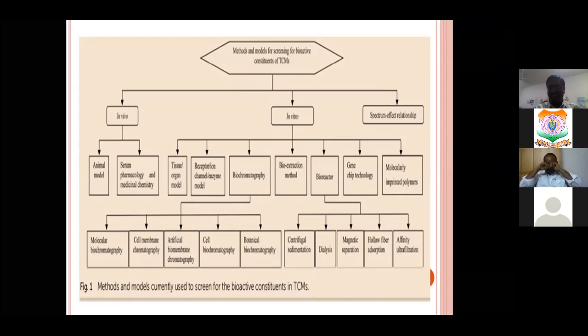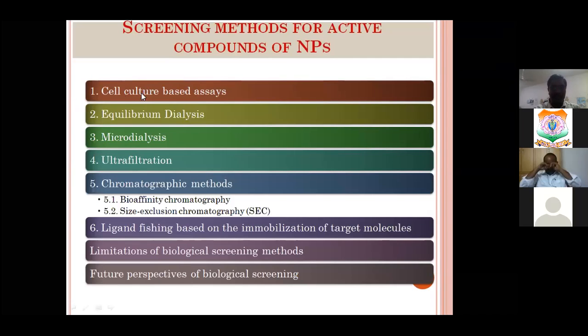As pharmacy students in pharmacology, we have to approach it this way, and I am asking you all to learn about this and try to do it in your lab. The models I am going to explain today, one after the other, in another 30 minutes, are: cell culture based assay, equilibrium dialysis assay, microdialysis, ultrafiltration, chromatographic, and ligand fishing based immobilization of the target molecules. No need to waste time, one after the other we will discuss.